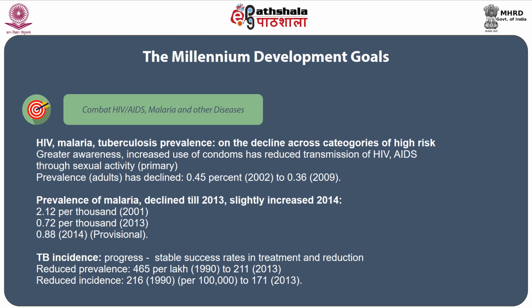In the case of TB, incidence shows progress, with stable success rates in treatment and reduction. The prevalence was reduced from 465 per lakh in 1990 to 211 in 2013. The incidence has come down from 216 per 1 lakh in 1990 to 171 in 2013.